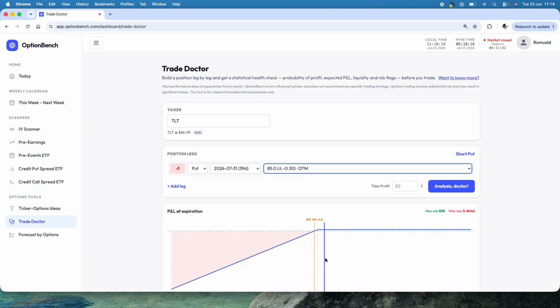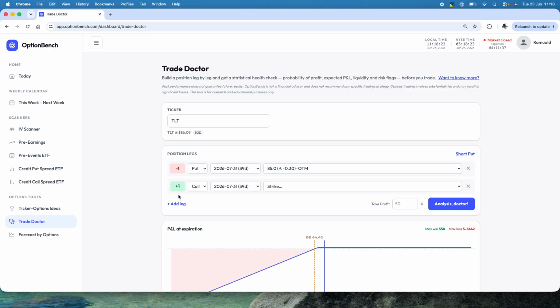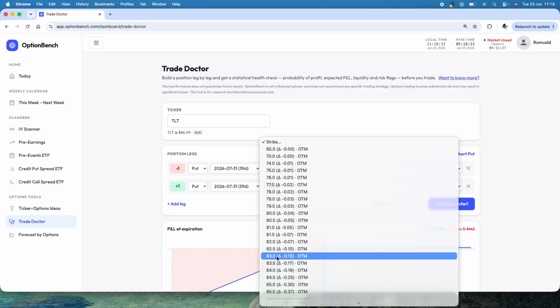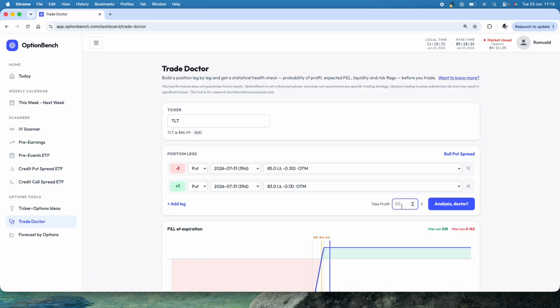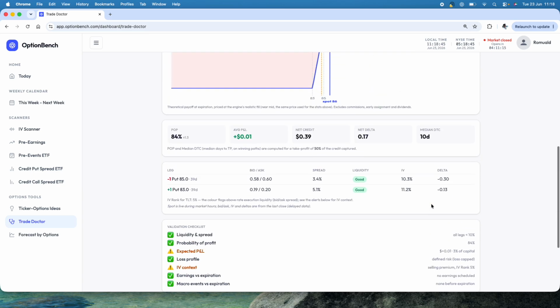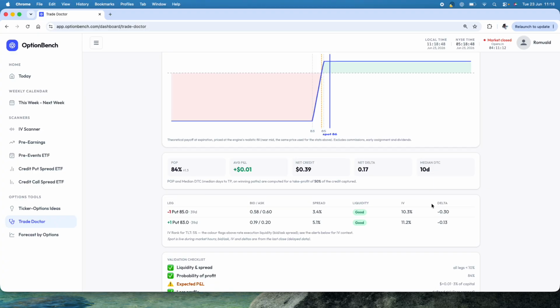You can see here below the profit and loss curve at expiration building. Then I add a leg. I will buy a put with the same expiration date and at the strike of $83. I choose a take profit of 50%, and then I click on Analysis Doctor. After a few seconds you have the results, and here's the trade: TLT credit put spread 39 days out.